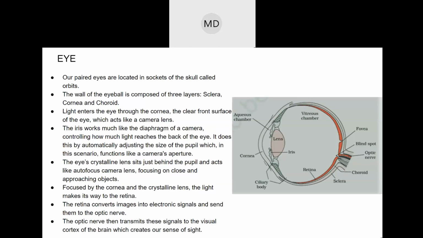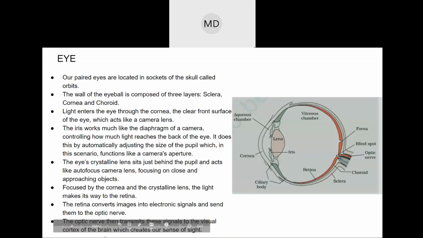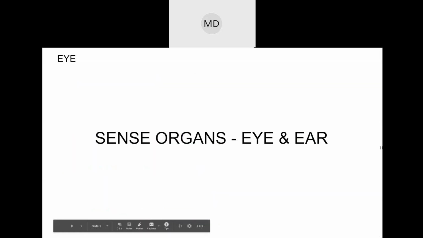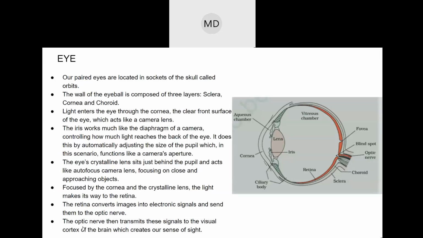One is the eye, then nose, skin, tongue, and ear. So those are the five sense organs. In this chapter we just need to know about two sense organs, that is eye and ear. We need to know the structure of the eye and ear, and the function of the eye and ear.